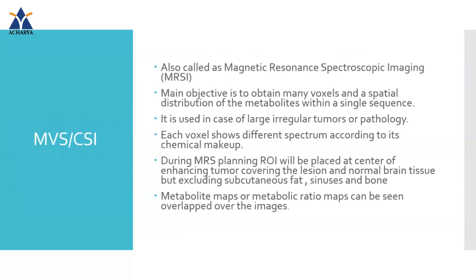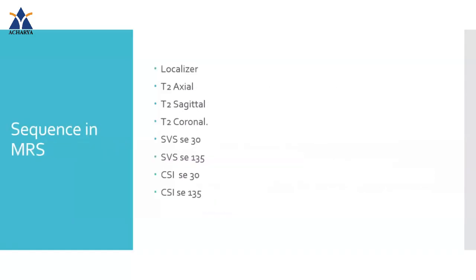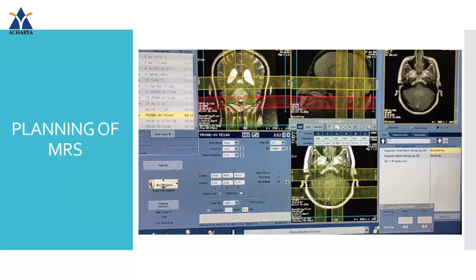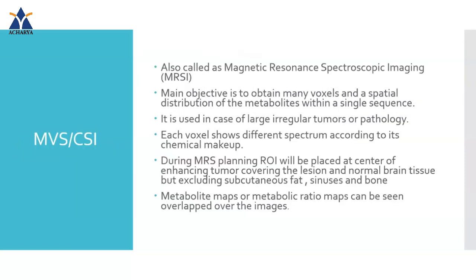So this is the single voxel technique, and another one is multi-voxel spectroscopy, also known as chemical shift imaging. Its main objective is to obtain many voxels and a spatial distribution of metabolites within a single sequence. In single voxel you put one voxel on pathology, and for comparison you have to put another voxel on normal tissue, so that you get two spectrums, then you compare. But in multi-voxel spectroscopy you get all the spectra in one single sequence: normal tissue spectrum and pathology spectrum.